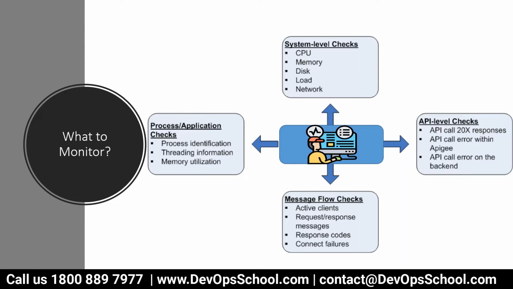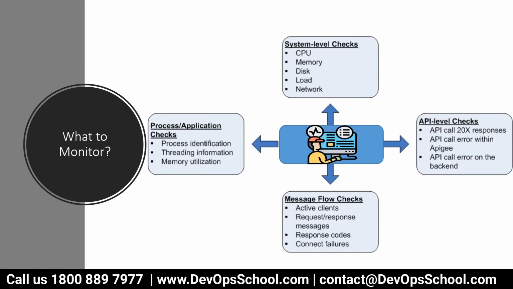Like CPU, memory, disk, load, network. We also want to monitor the process level checks and application level checks. That means whether this process is running or not, this process's threading information, memory utilization of that particular process, and stuff like that. Also, we want to check message level checks like active clients, number of requests, number of response codes, 200, 300, 400, 500, and all.